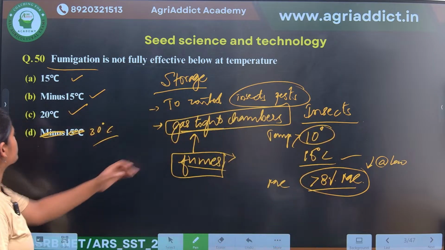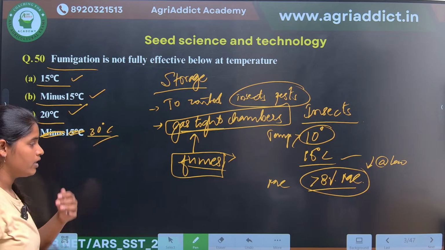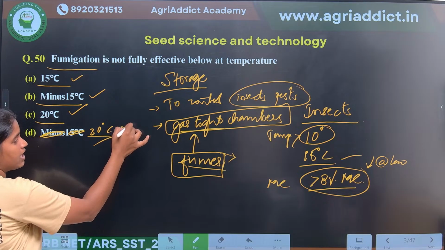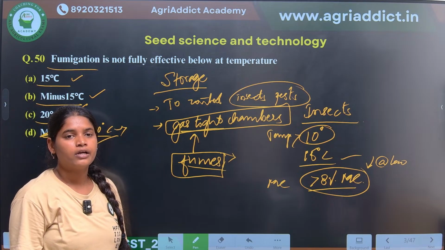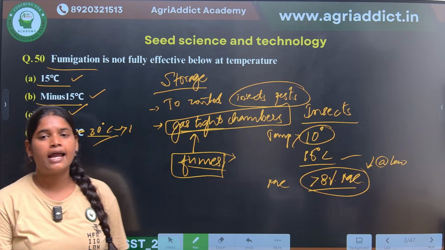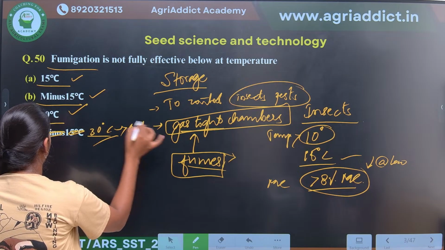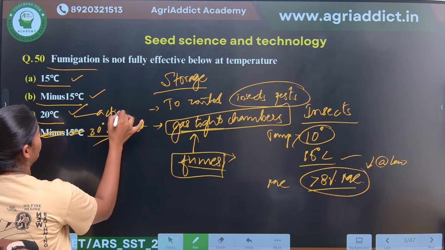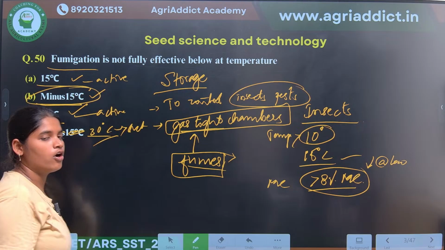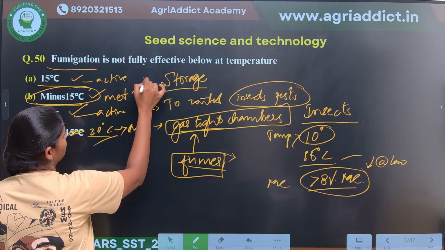If you see the options here, they have given 15, minus 15, 20, and 30. So with this concept, you can easily say whether insects are active or not. At 30 degrees Celsius, are insects active or not? Of course, they are active. At 20, they are active. At 15, they are active. What about minus 15? They are not effective, right? So metabolically, they are inactive.